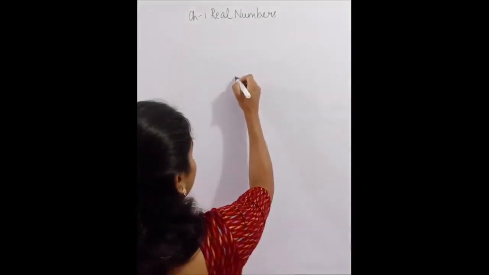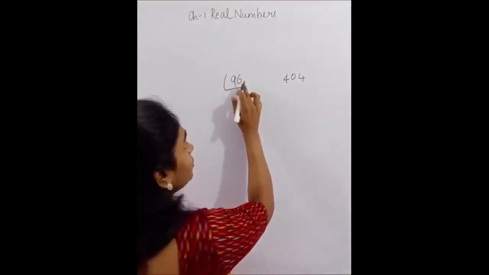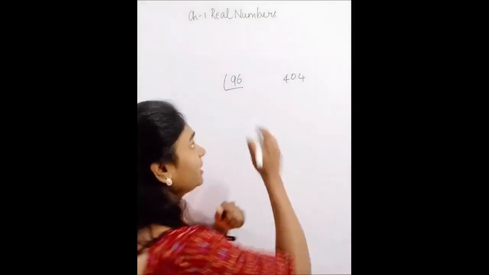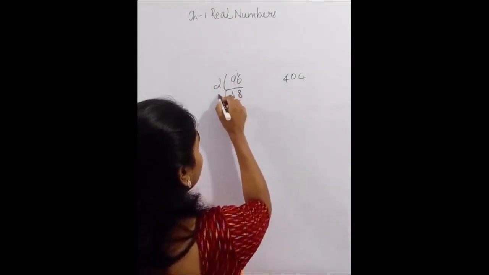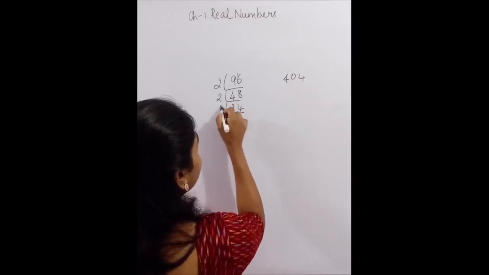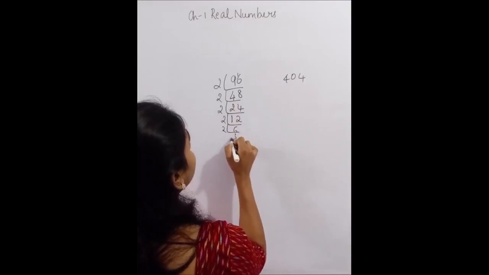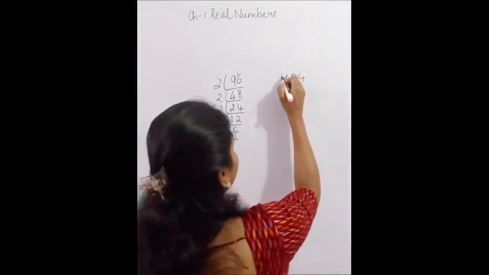Let us solve example number 3 of real numbers. Find the HCF of 96 and 404 and hence find their LCM. So 96 and 404. Since the last digit is an even number, you can start with 2. 2 4s are 8, and 1 here, 8. Then 2 2s are 4, 2 4s are 8. Then 2 1s are 2, 2 2s are 4, 2 6s are 12, 2 3s are 6, and then 3 1s are 3.